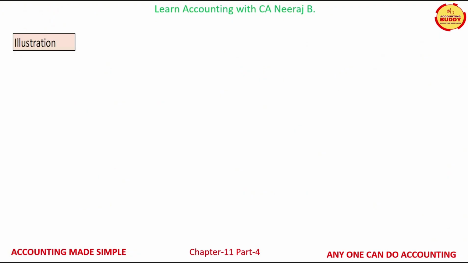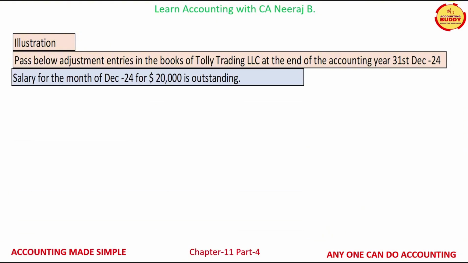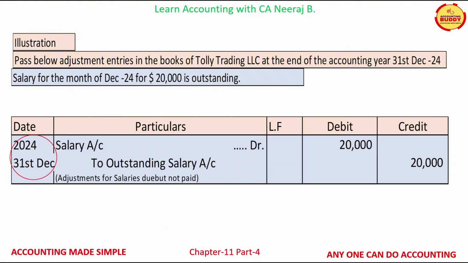Let us further strengthen our understanding of the year-end adjustment entries through an illustration. Pass below adjustment entries in the books of Tolly Trading LLC at the end of the accounting year, that is 31st December 24. First transaction on your screen is salary for the month of December 24 for $20,000 is outstanding. The adjustment journal entry for this transaction will be passed on 31st December 24.